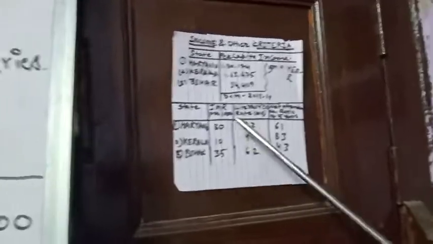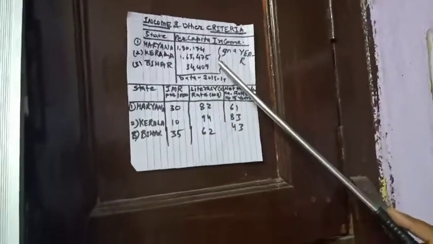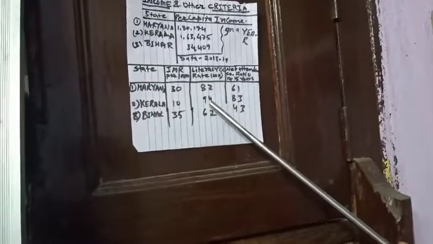In respect of Kerala, even though the per capita income of Kerala is only 1,63,475, the literacy rate of Kerala is 94% and net attendance ratio is 83%. So in this way we can say that Kerala is more developed in comparison to Haryana, even though the per capita income of Kerala is low.